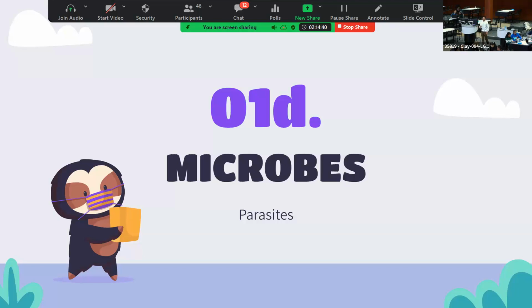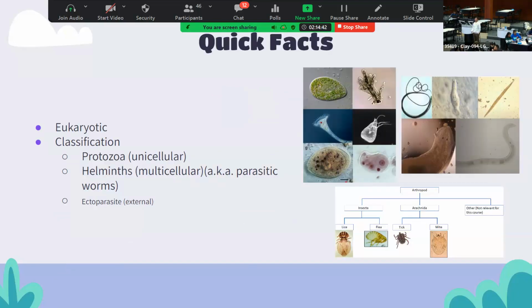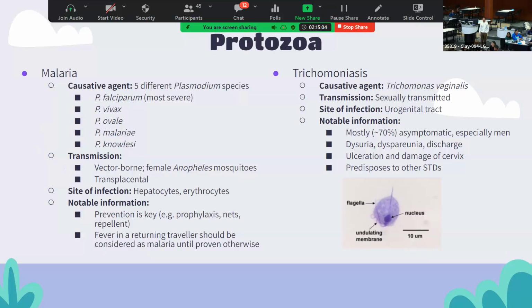All right, parasites. Parasites are also eukaryotic. You've got protozoa and helminths. You've also got ectoparasites. Once again, not relevant for our course. Ectoparasites are like lice, ticks, fleas, mites. And then, yeah, protozoa are unicellular, helminths are multicellular. So the specific ones going over in your lecture, well, two of them are malaria and trichomoniasis.